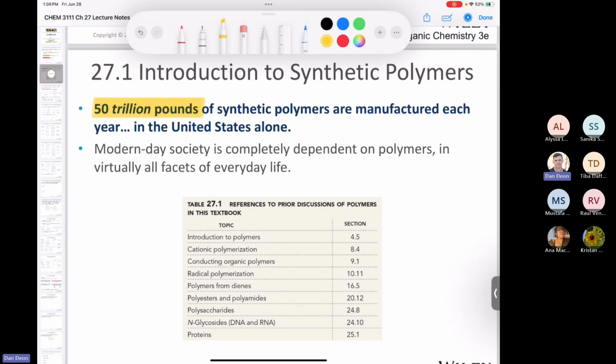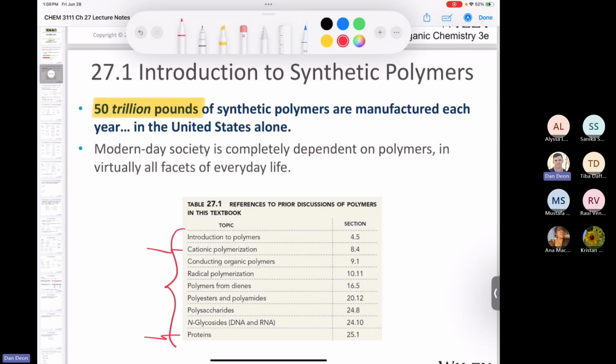Now, if you've been looking at all the different discussions throughout the textbook, you probably noticed that polymers have come up in a few of them. So you see they came up in many different chapters. I didn't expect you to read those all along the way, but we did talk about proteins in quite a bit of detail in chapter 25. And we're going to talk about cations in this chapter.